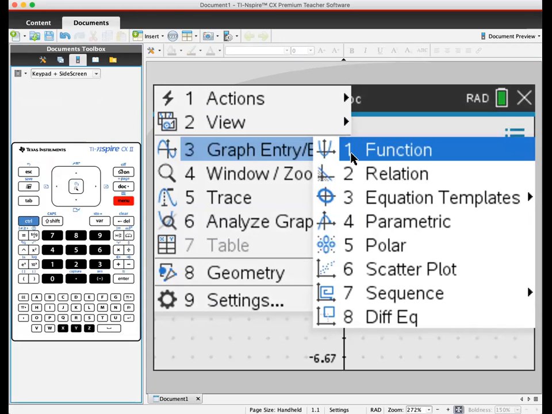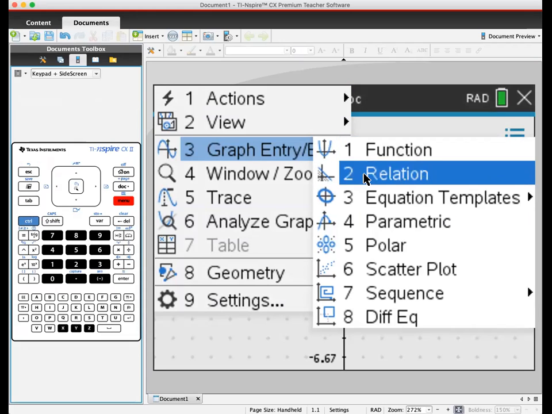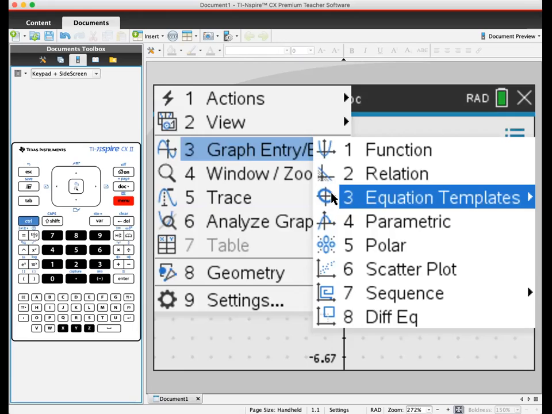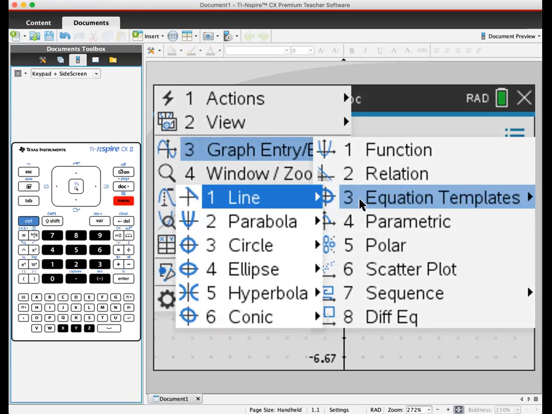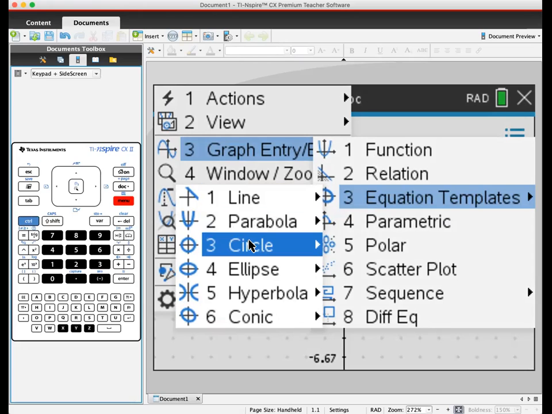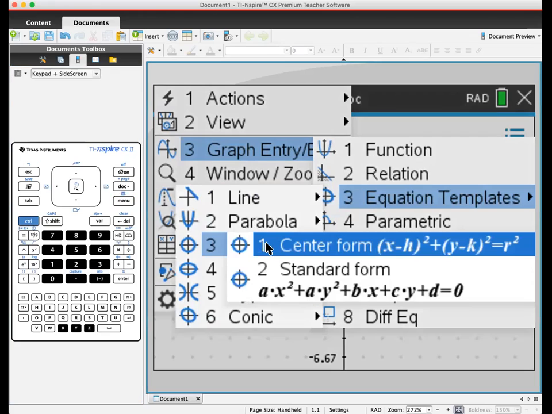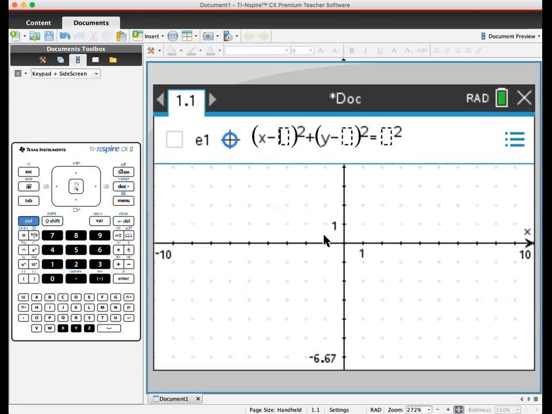And you can see normally we're at one function, but I'm going to go to 3 equation templates. And we can see here, this is actually an ellipse, but things like circles and ellipses are in this menu. And then I'm going to choose circle. And then within circle, we have 2 options. And right now we're going to do center form, x minus h squared plus y minus k squared equals r squared. I'm going to explain what h and k are later. R is the radius. So we're going to paste that in.